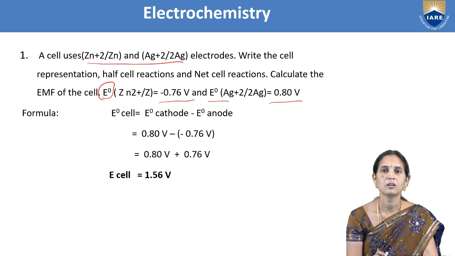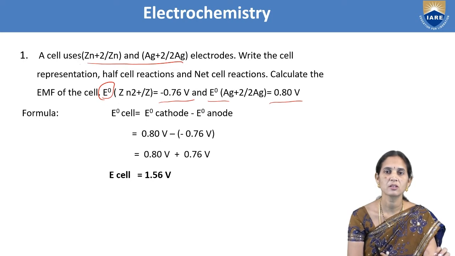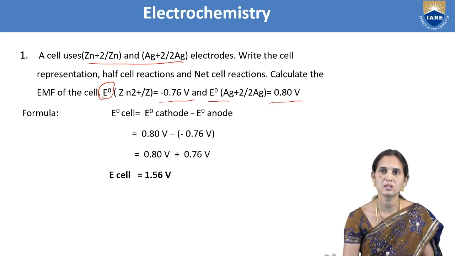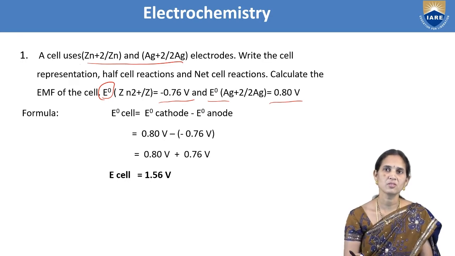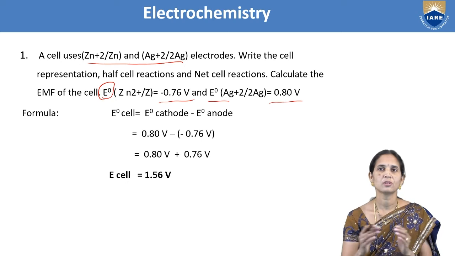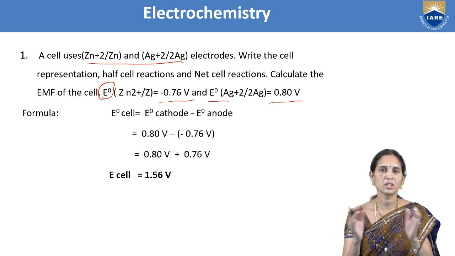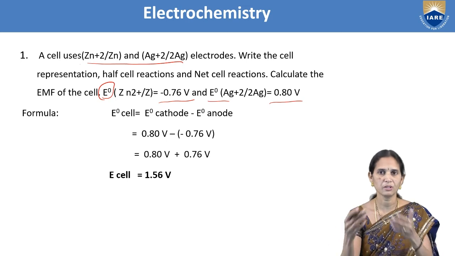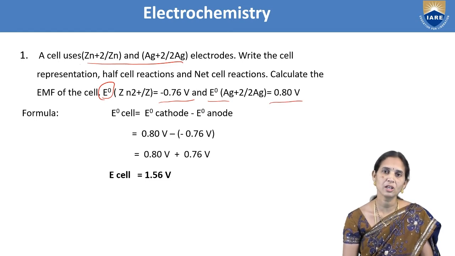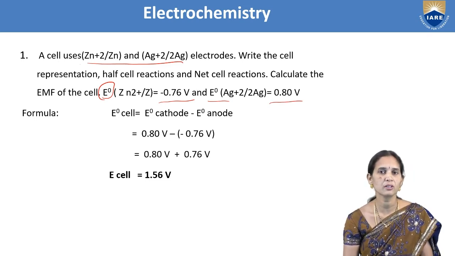So in this problem, first we have to write the half cell reactions, then the net cell reaction, and then the representation of the cell. When we are coupling two electrodes, zinc and silver, zinc is more active than silver. These are two different metals, arranged in a cell. So zinc is more active than silver, and immediately zinc will undergo oxidation and silver will undergo reduction.